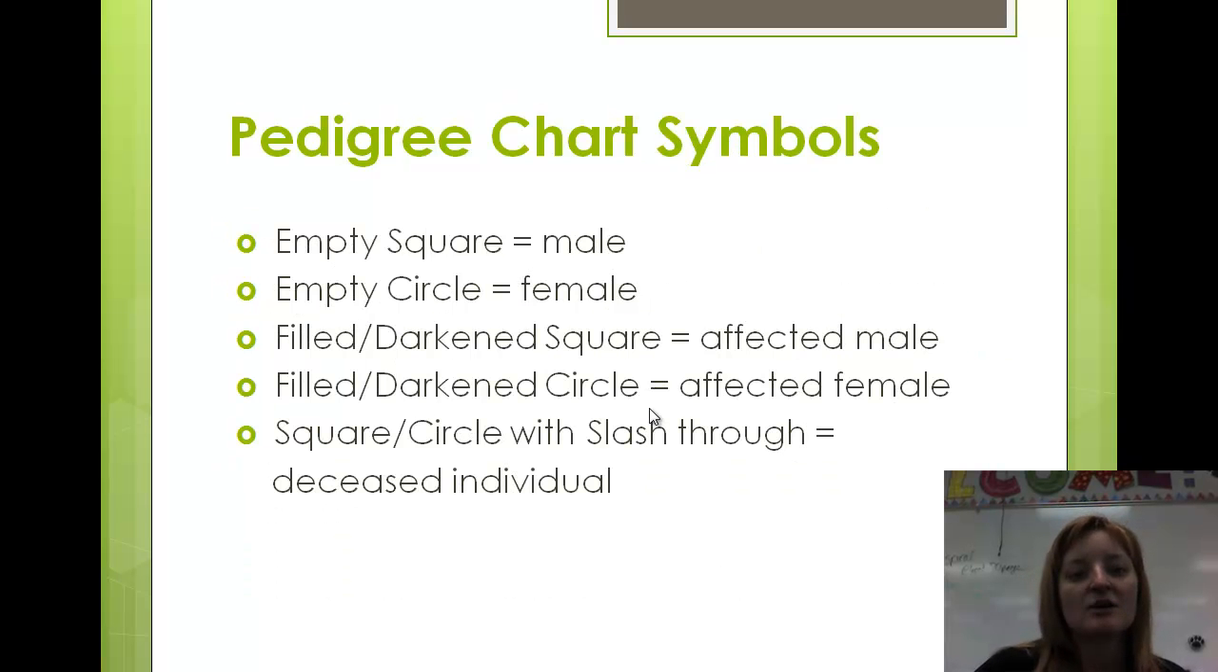All right, so ways to read this. If it's an empty square, that's a guy, a male. All right, so guys are square. And if it's a circle, that is a female. If it's a darkened square, that person is affected by the mutation. If it's a darkened circle, then that is a female that is affected by the genetic mutation. And if it has a slash through the circle or square, that person is deceased or dead.